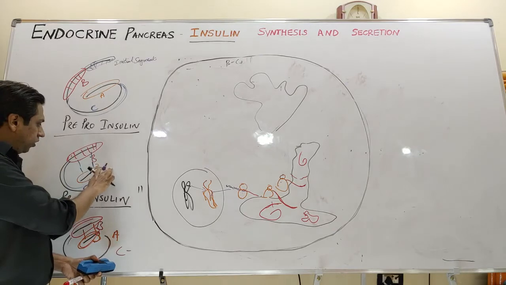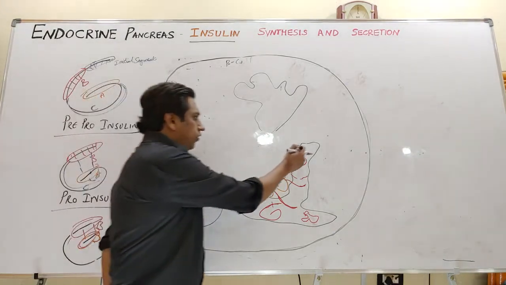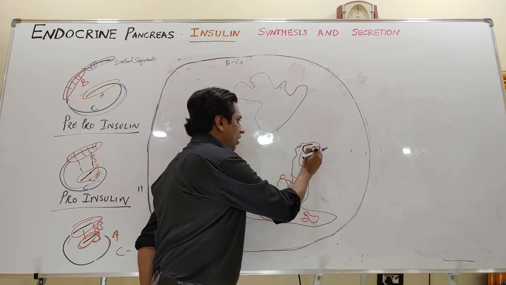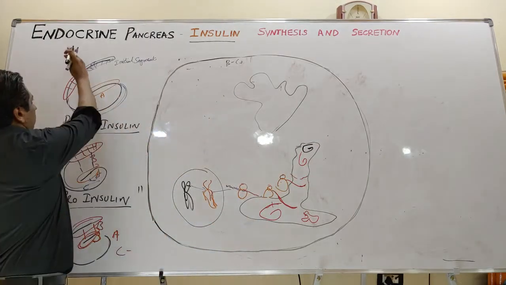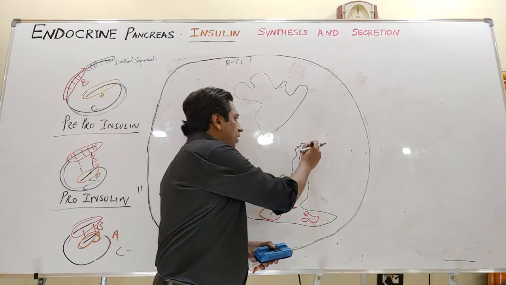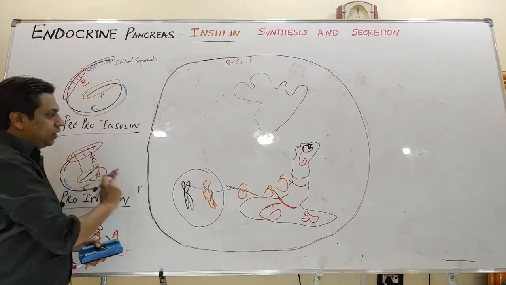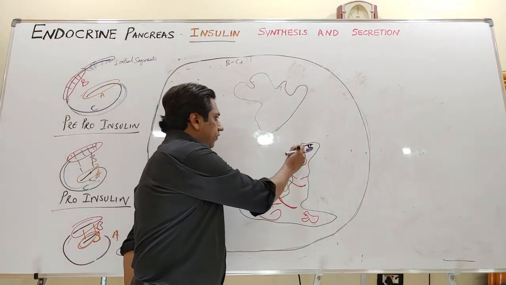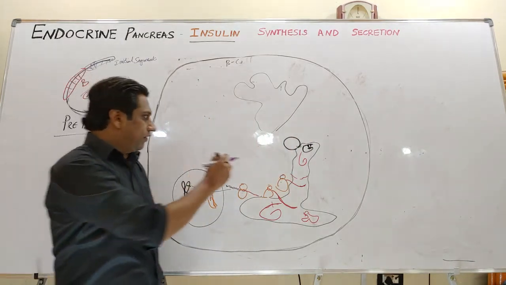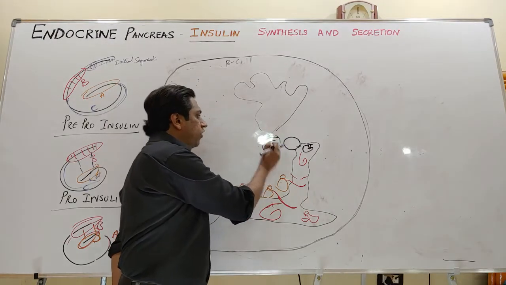If you remember, the pro-insulin molecule consists of the A chain, B chain, and the connecting C peptide. So there is removal of the initial segment, and disulfide bonds develop between the A and B chains. This molecule is now removed from the endoplasmic reticulum of the beta cells in the form of vesicles, and these vesicles consist of pro-insulin.